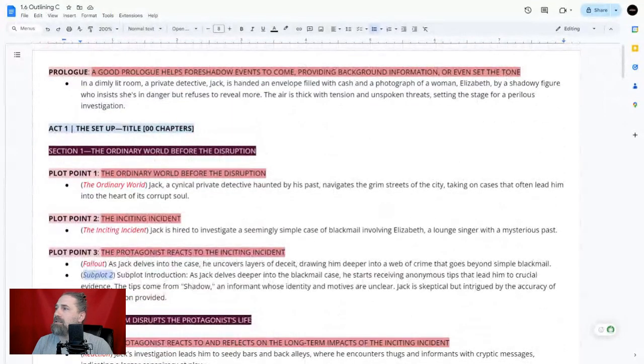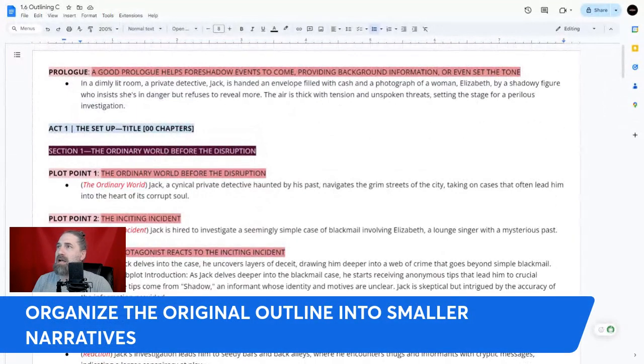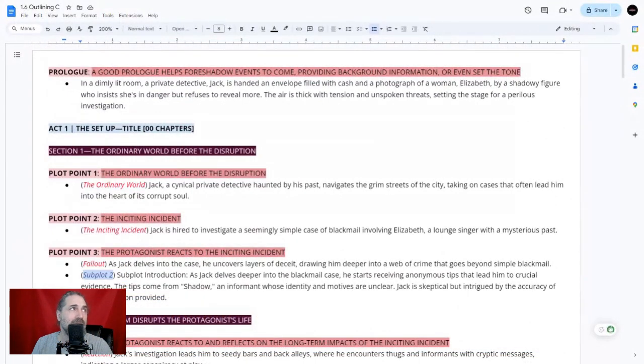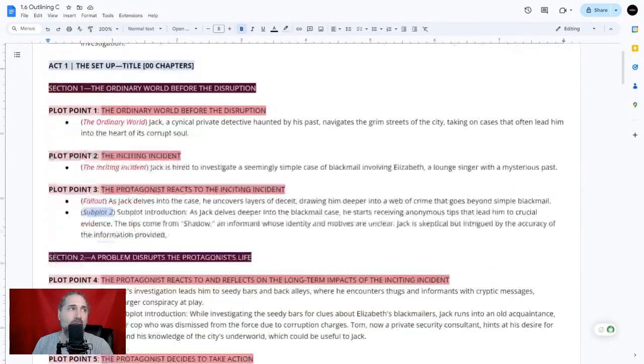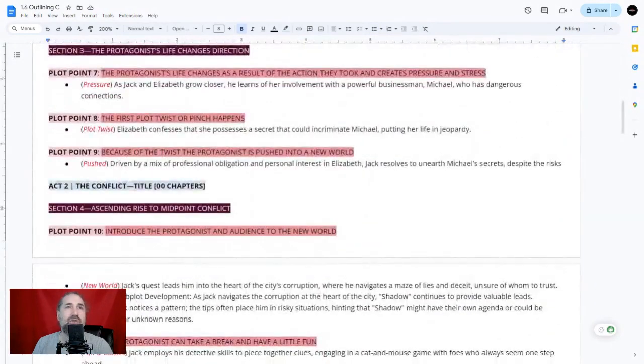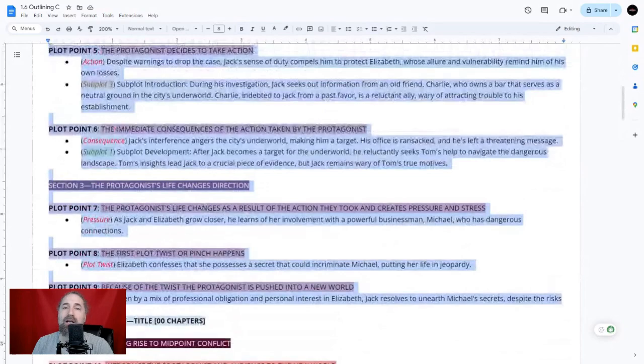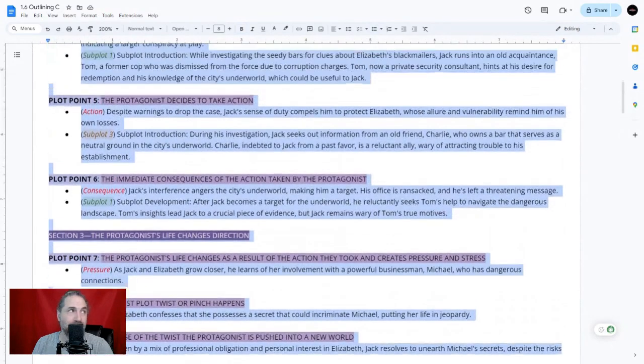So our goal here is to organize the original outline into smaller narratives. So what are we going to do for this example, for the noir example? We're actually going to just deal with act 1.